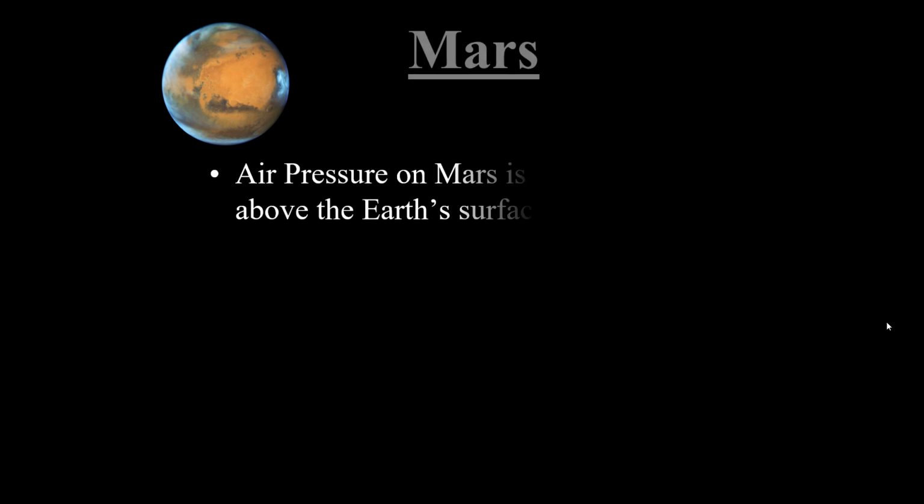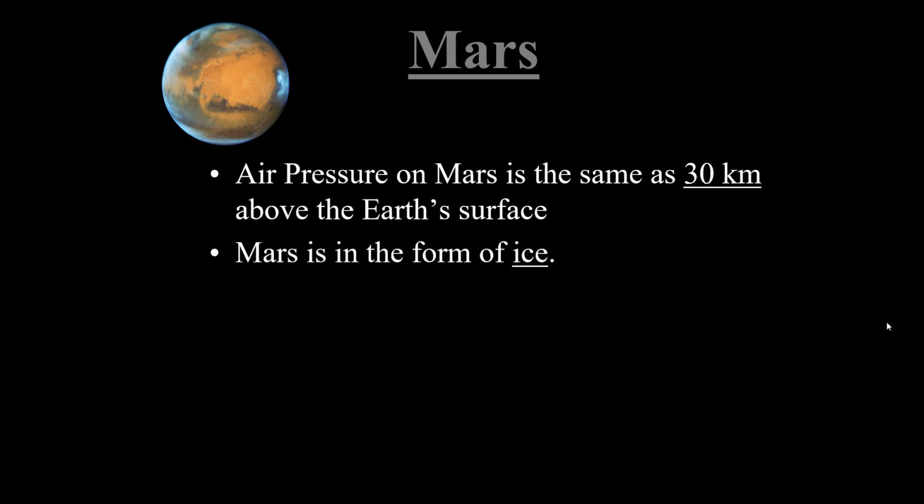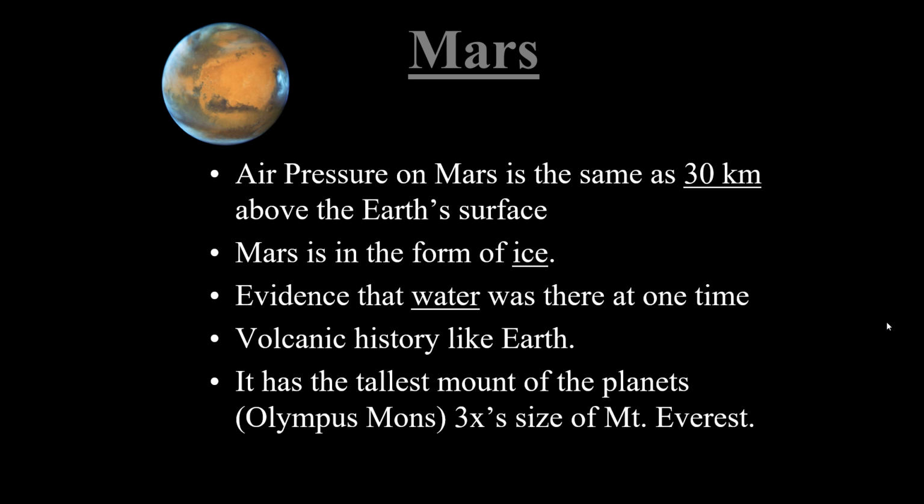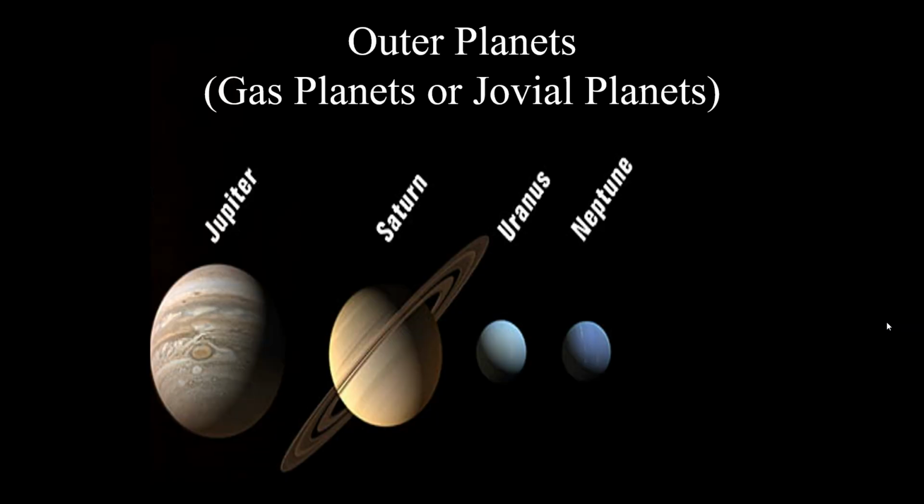Mars. Air pressure on Mars is the same as 30 kilometers above the Earth's surface. Mars has a form of ice, evidence that water was there at one time. Volcanic history like Earth. It has the tallest mountain of the planets. It's called Olympus Mons. Its size is three times that of Mount Everest.